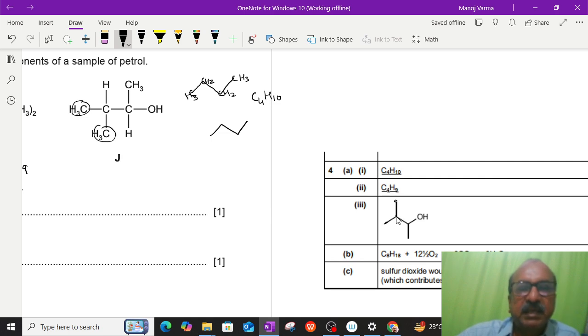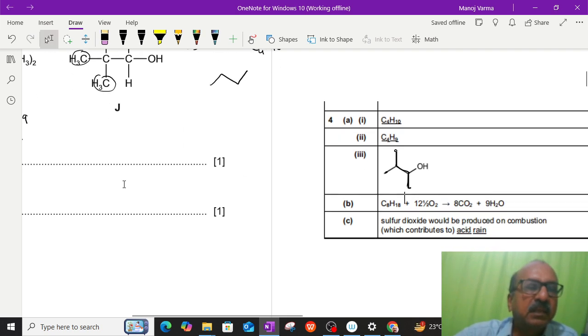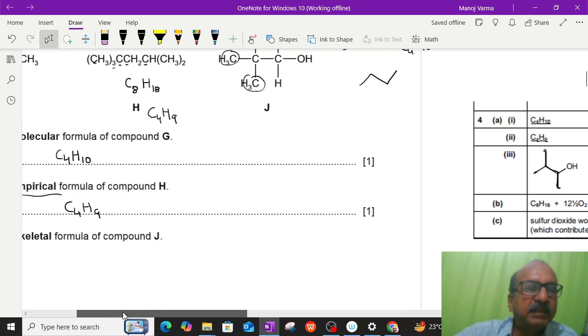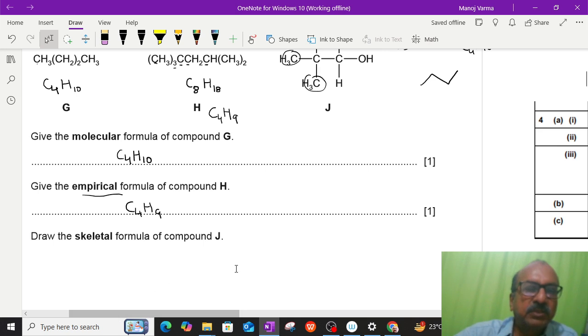Then this is the C, then again this bond, then there is this CH3, which is this CH3 out here, and then there is an OH group. So this will be the skeleton, the formula for the compound shown as J. I think you understood this. So let's go further. And so all this you understood.